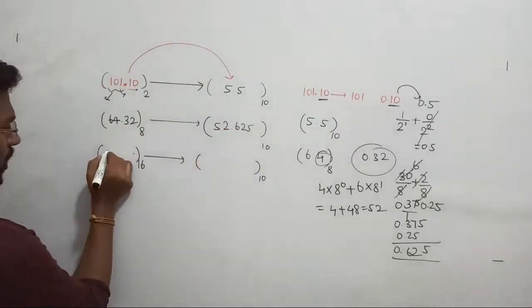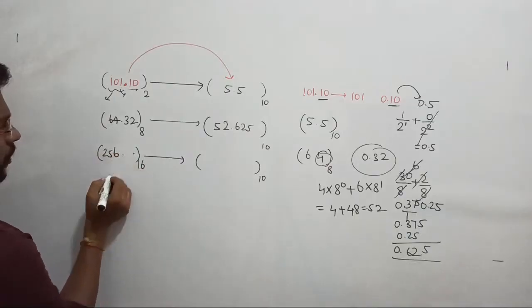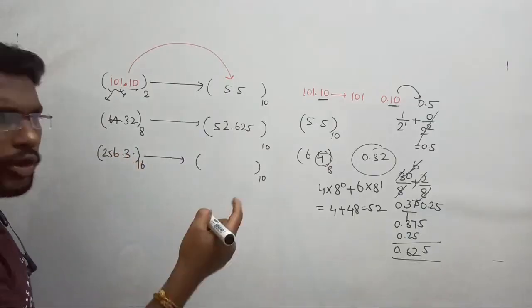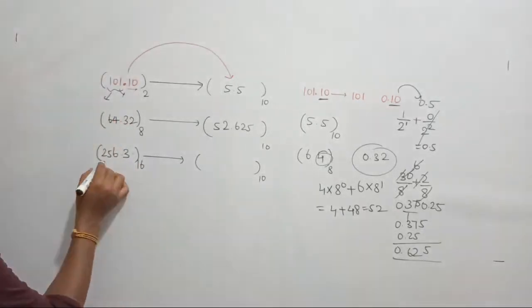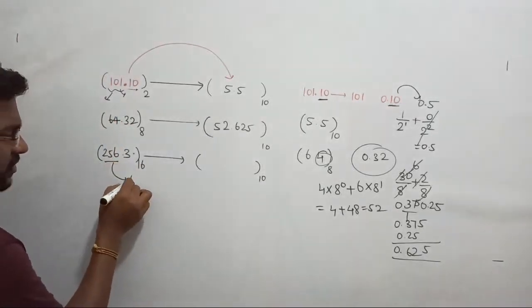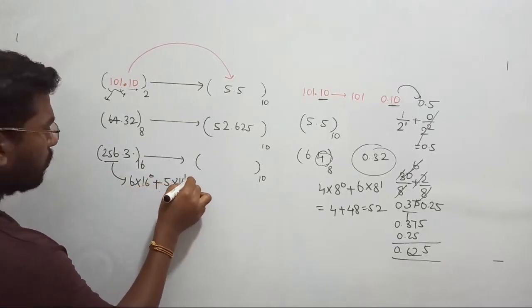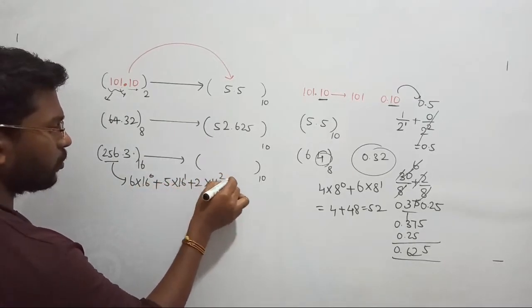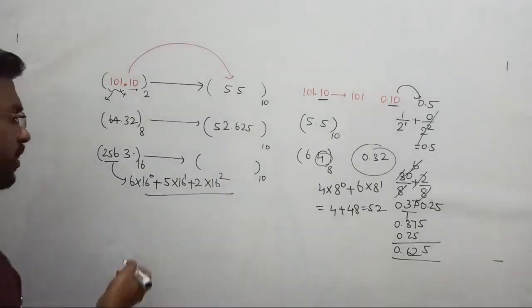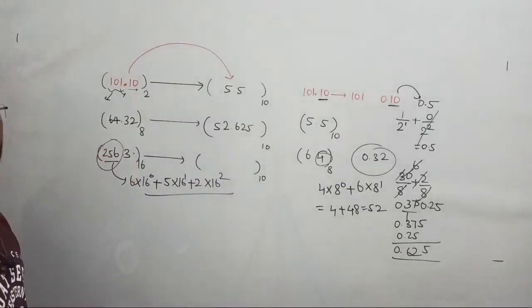Take hexadecimal also. Let us consider some 256.3. You will do it by yourself. What is the procedure? For the integer value, first 6 will be multiplied by 16 power 0, 5 will be multiplied by 16 power 1, 2 will be multiplied by 16 power 2. We can add them. Clear? That is how we are considering the integer value.